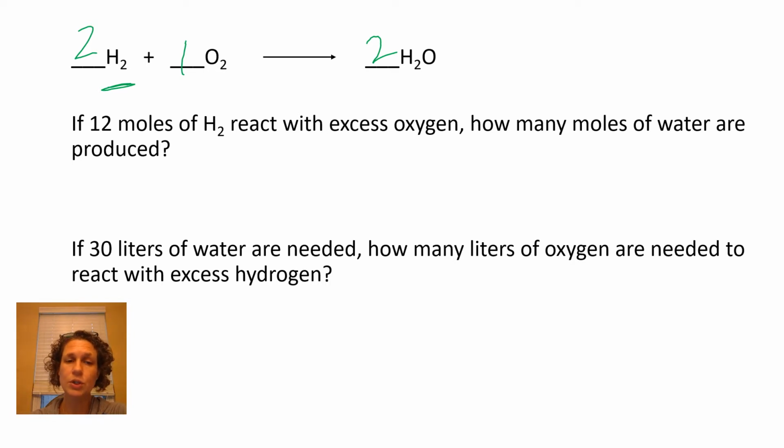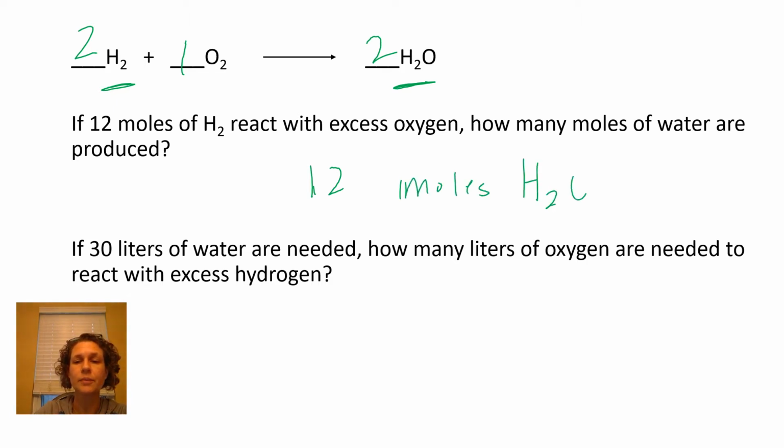So it's a 2:2 ratio because I'm comparing hydrogen to water. So if I start with 12 moles of hydrogen, I'm going to produce 12 moles of water. Okay, so those problems we can do pretty simply in our head.